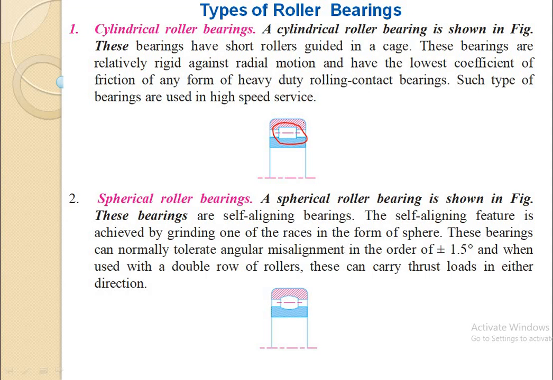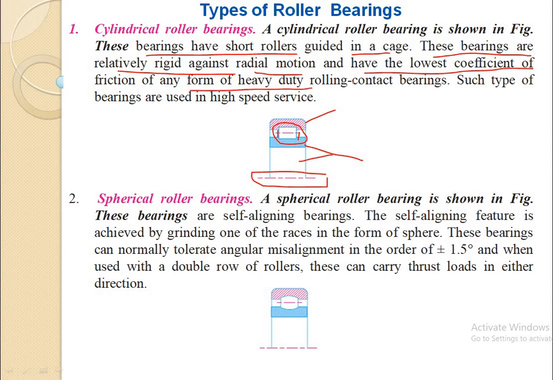As seen in the first lecture, this is the outer race, this is the inner race. Two retainers are provided here. This is the shaft, this is the rotating element. So these are the roller bearings. Instead of balls, only rollers are inserted in between the inner and outer race. That's why these are known as the roller bearings. These bearings have short rollers guided in a cage, or what we can say retainers. These bearings are relatively rigid against radial motion and have the lowest coefficient of friction.